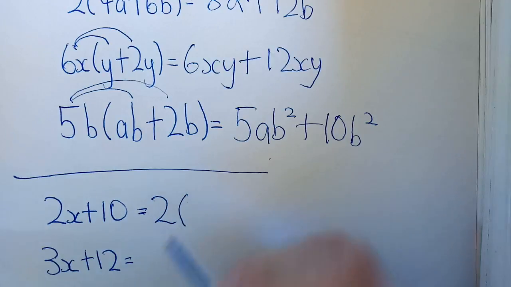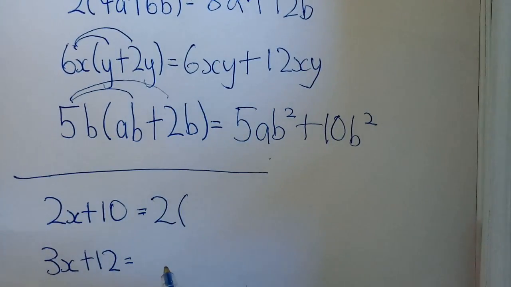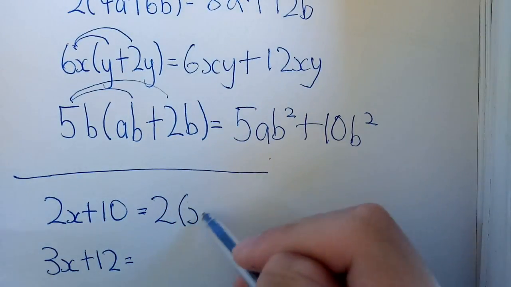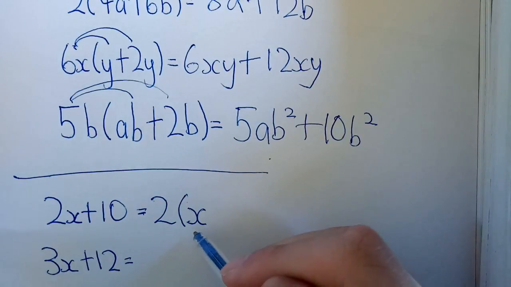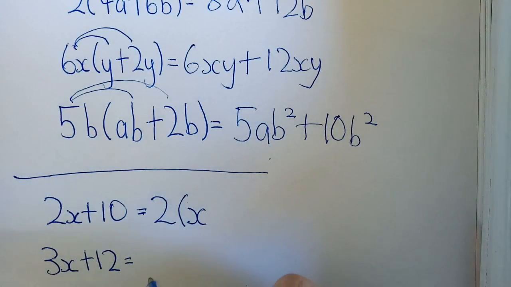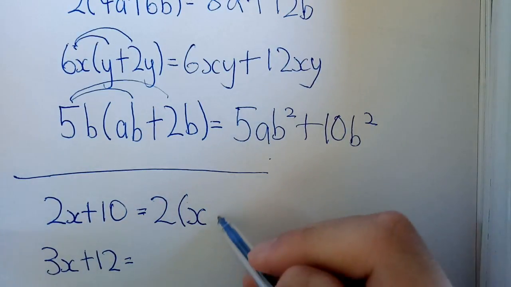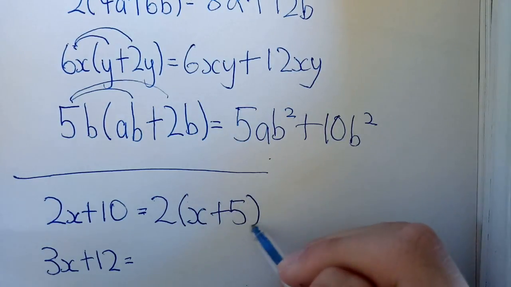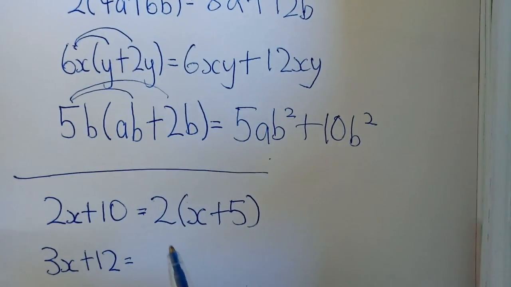And now we have the bracket. So what multiplied by 2 equals 2x? It's x. And x right here will be our first value in the bracket. And what multiplied by 2 will equal 10? And that'll be a 5. And you can just double check because 2 times x is 2x, and 2 multiplied by 5 is 10, so 2x plus 10. That's our original equation we had here.